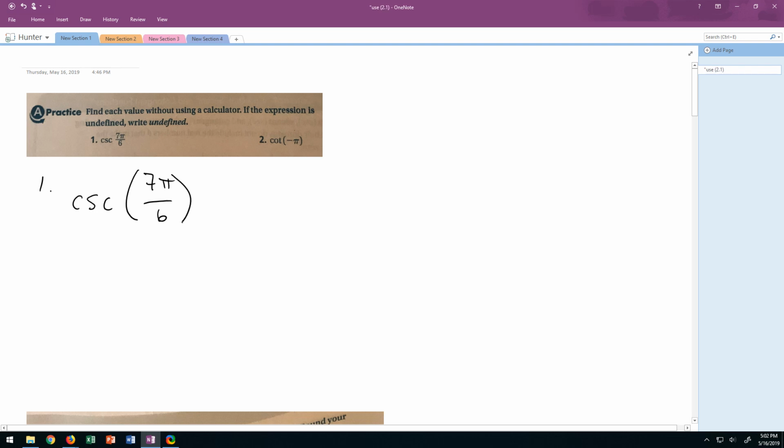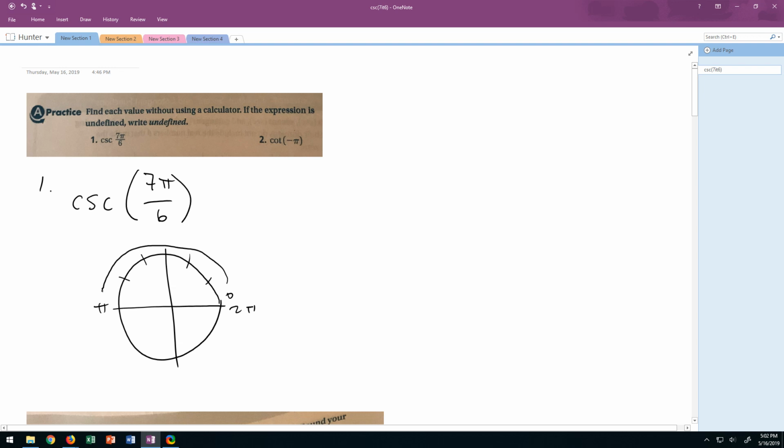Well, let's think about our unit circle. So here's my unit circle. Here's 0, here's pi, here's 2 pi, right? So if I go around in sixths, well, after 6 sixths, I'll get to 6 pi sixths, which is just pi, and then one more sixth should get me to 7 pi sixths right here. All right. So what the heck is the cosecant of that angle?